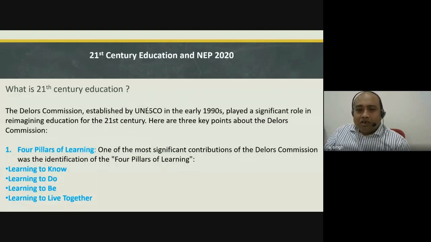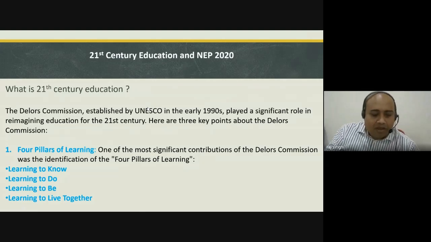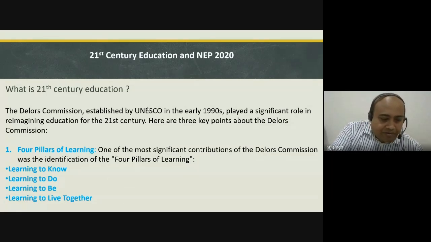One of the most important, the four pillars. What are they? These four pillars are learning to know, learning to do, learning to be, and learning to live together.